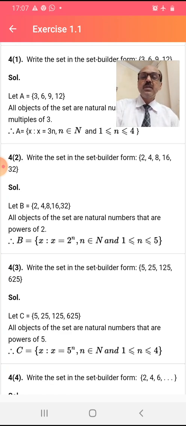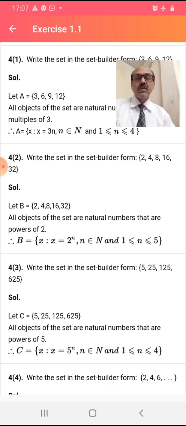Exercise 1.1 up to question number 3 was completed yesterday. Today we start from question number 4. Question number 4 is: write the set in the set builder form. Convert into set builder form; the given question is in roster form.